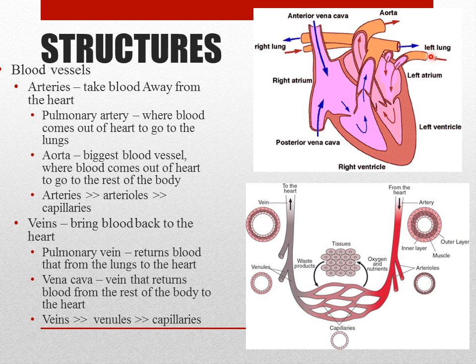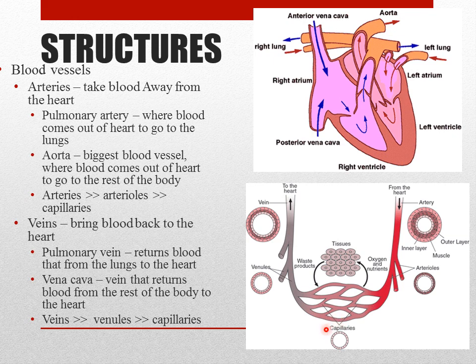Here, that would be the pulmonary vein coming in there. And then the vena cava is the vein that returns the blood from the rest of the body to the heart. And that is over here, and it comes in at two places. So there's an anterior and a posterior vena cava. So those are the big V blood vessels that we need to be familiar with, the pulmonary vein and the vena cava. And again, veins go to venules, and capillaries, that's how they get smaller.